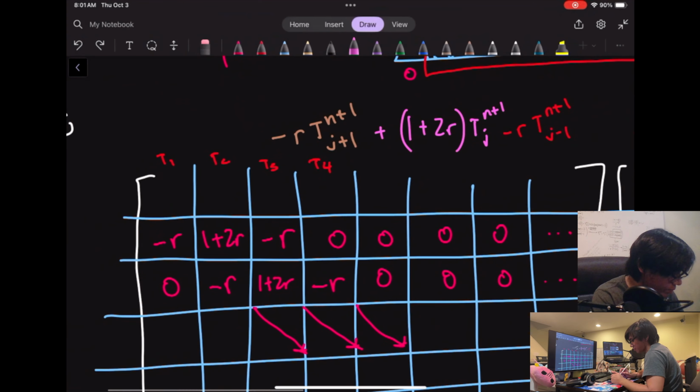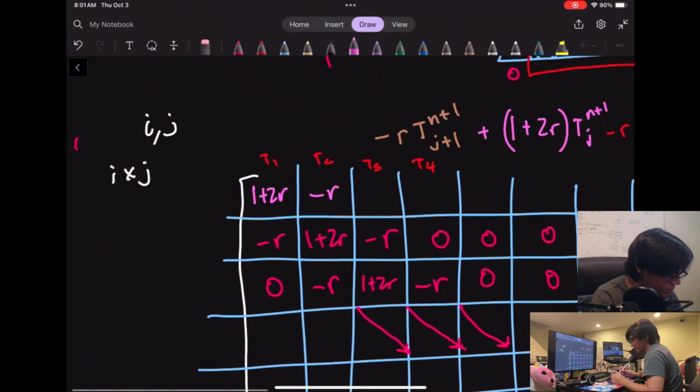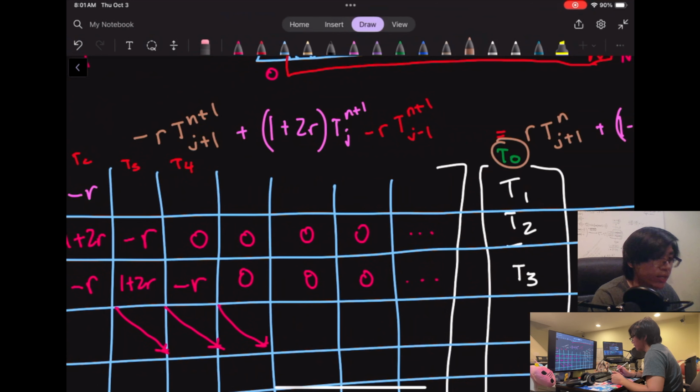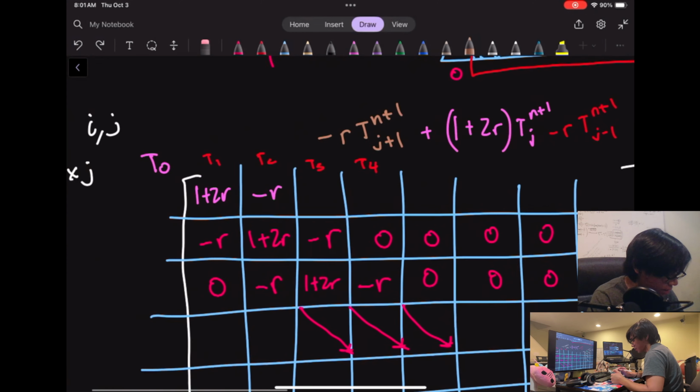We multiply by 1 plus 2R. The term to the right, J plus 1, again, negative R. But you'll notice that there is no space for this negative R for T0. And that is because T0 is a known value. Again, it's outside our temperature profile, our unknowns that we're solving for. It's actually a known value.